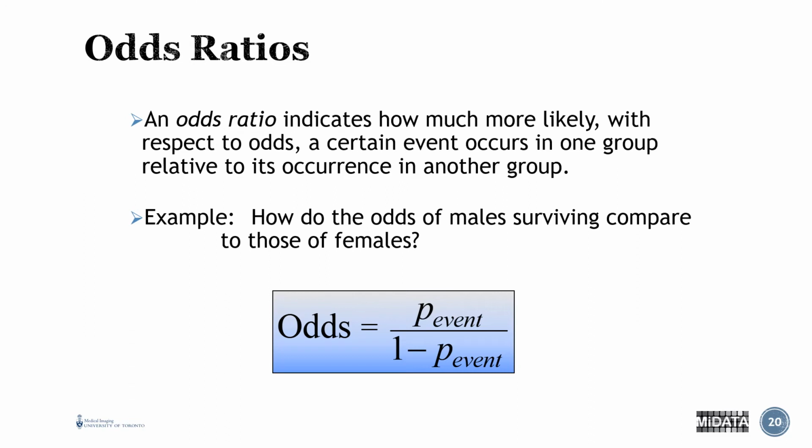So the odds ratio indicates how much more likely, with respect to odds, a certain event occurs in one group relative to its occurrence in another group. So in our example, how do the odds of males surviving compare to those of females? Well, the calculation of the odds is simply the probability of the event divided by the probability of a non-event, or 1 minus the probability of the event.